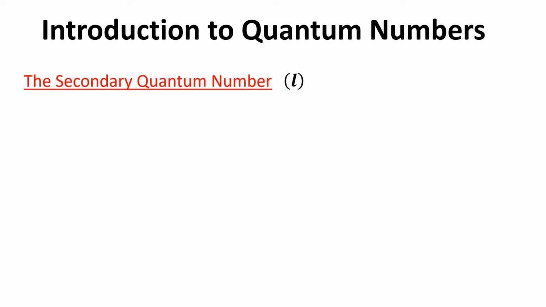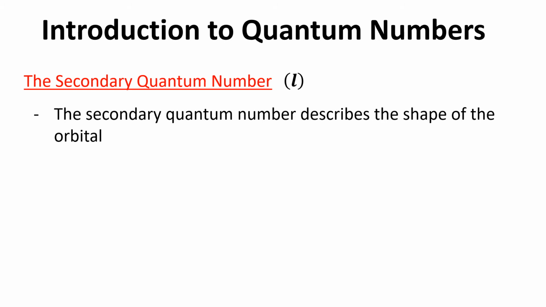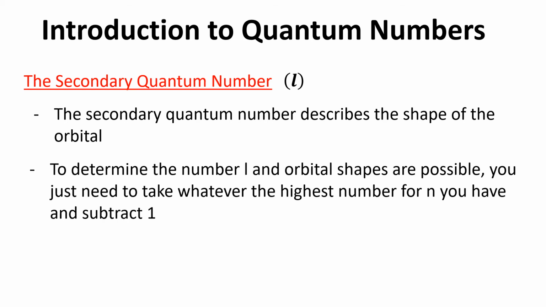So that is n. Let's talk about the next one, l. And l depends directly on n. So this is our second quantum number, and it describes the shape of the orbital. So n tells us how many orbitals there are, and l tells us the shapes, and there's different shapes.